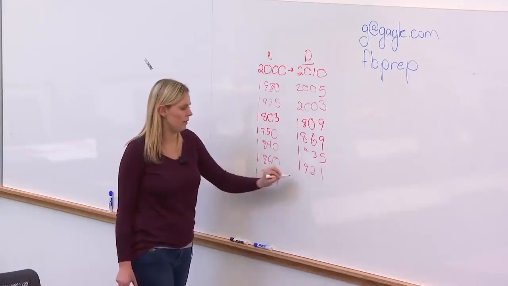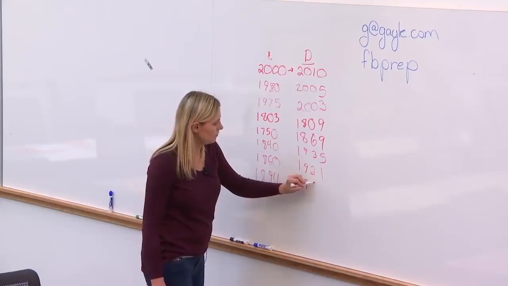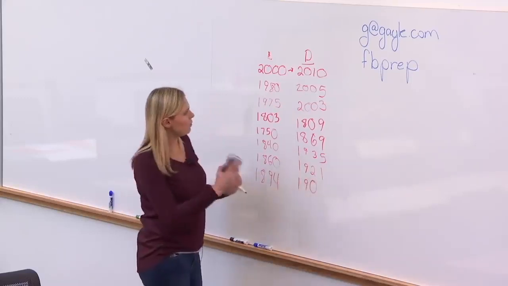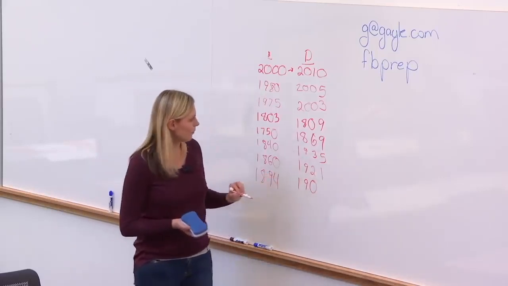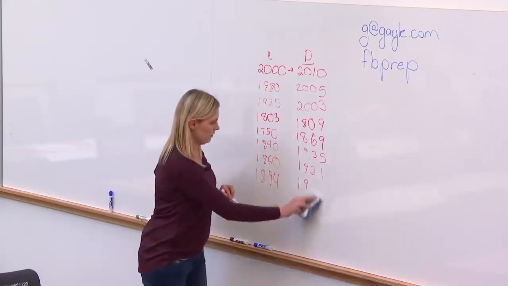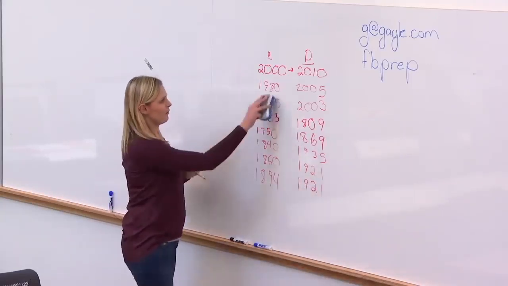1894 to 19. Oh, I want to throw in some duplicates in here. That'd be good, right? I don't want to pretend like everyone is born a different year. So I want some duplicates here. I think I want some others too.